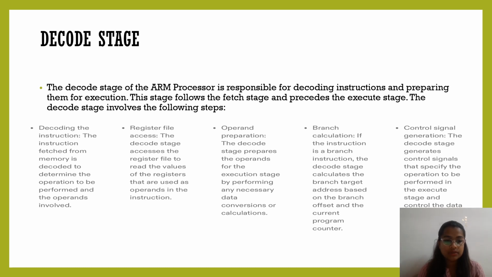in the instruction. Operand preparation: the decode stage prepares the operands for the execution stage by performing any necessary data conversions or calculations.